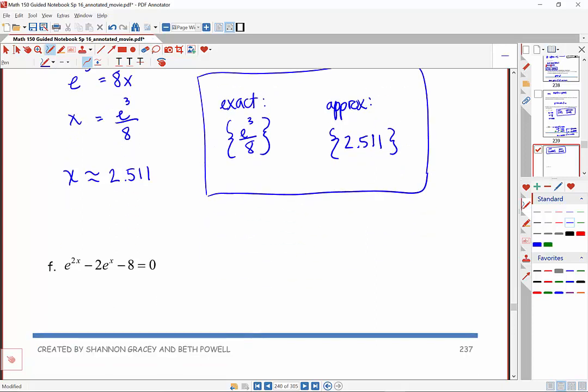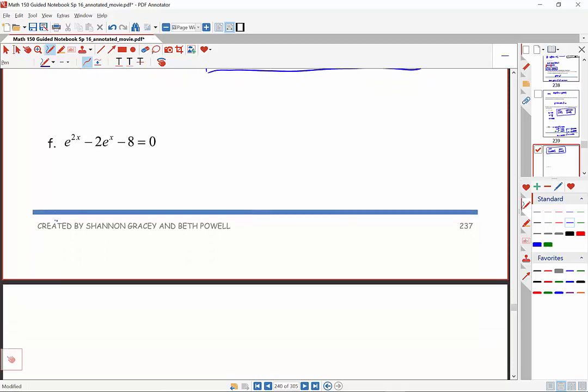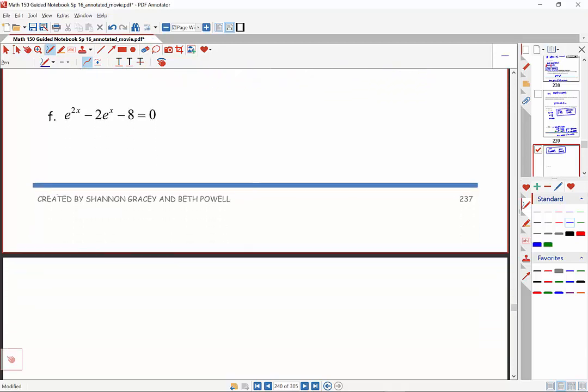These I think are kind of groovy. It's actually something that is quadratic in form, right? So you want to get used to being able to see that e to the 2x is equivalent to e to the x, the quantity squared, because remember, if you raise a power to a power, you multiply. So we have really 1 times that, minus 2 times e to the x, minus 8. So this ends up being quadratic in form. You can either let u equal e to the x if you need to, or you can just factor directly. I think this will factor.